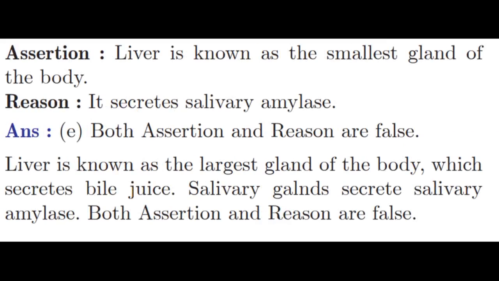Assertion: liver is known as the smallest gland of the body. Reason: it secretes salivary amylase. We all know that the liver is the largest gland of our body, right? So it's very easy to find out. Assertion and reason are false because salivary amylase is secreted by the salivary gland. So both the assertion and the reason are false.